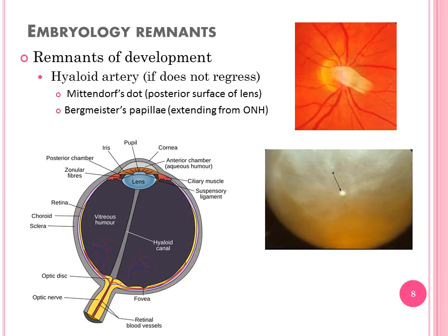If it persists, you can see what's called the Mittendorf's dot, which is on the posterior surface of the lens, and that's what this picture over here on the bottom right is showing. And then if you have it back towards the optic disc, it's called the Bergmeister's papillae. So it actually extends from the optic nerve head. You can see on this picture, it's this little fuzzy looking white flap almost, floating out there in the vitreous. And it's attached to where that hyaloid artery was coming through. So it's just like a little sheath that's left over.